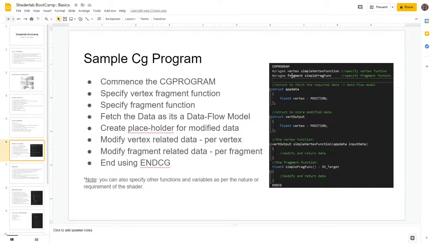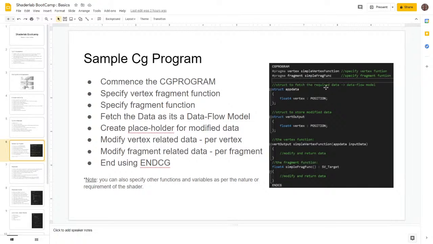Your preprocessor directive here says that the compiler, not basically the GPU, has to assign simple vertex function. This is a name or a string that we have written, and assign it to the vertex shader or the vertex function. Similarly, for the fragment function, we do the same thing. We can give any string possible and assign it to the fragment function.